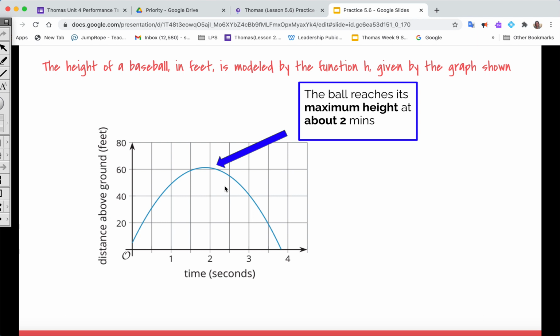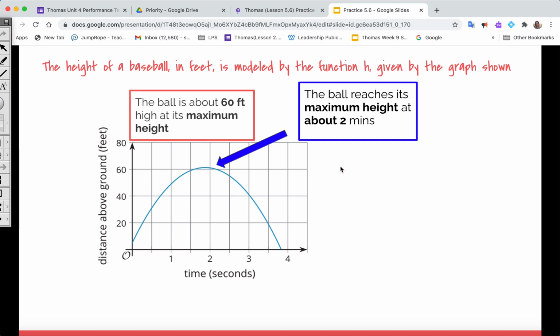So that's the time. And then the second question is about how high the baseball is at its maximum height. And we can see that it's a little bit above 60 feet. You notice the curve is just slightly above 60. So we would say we're estimating that the ball is about 60 feet high at its maximum height, or a little bit above 60 feet high. If you said that, that's fine.